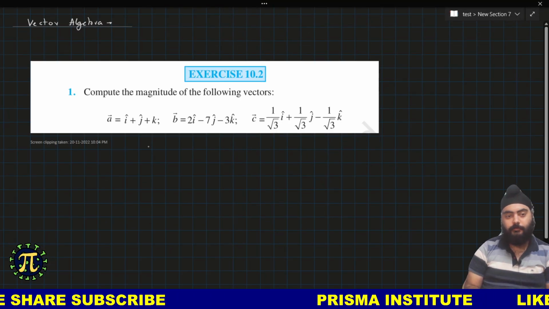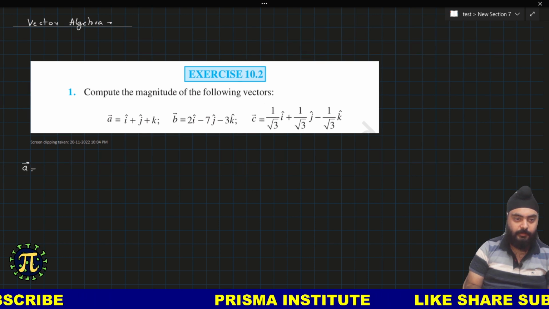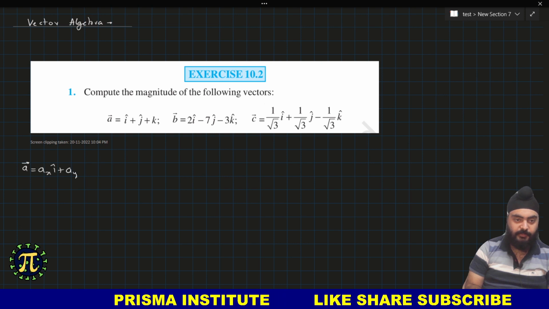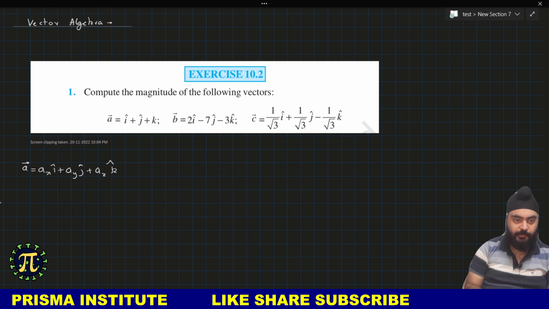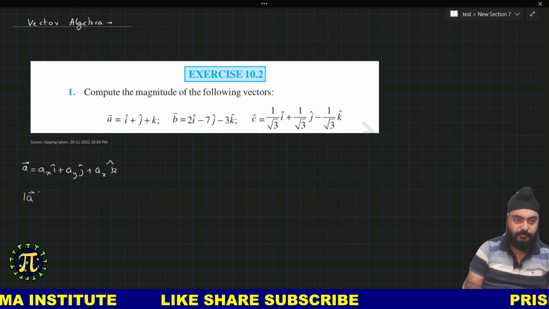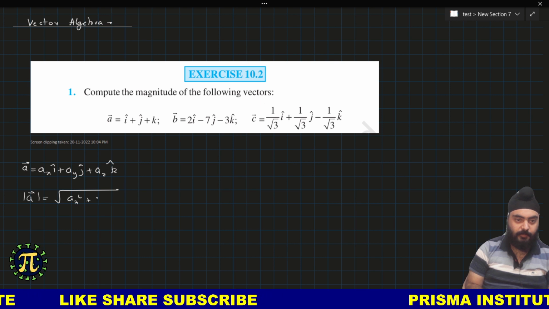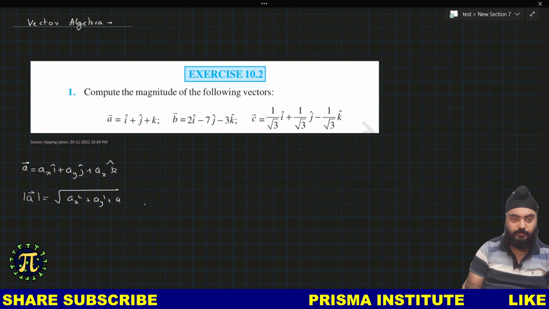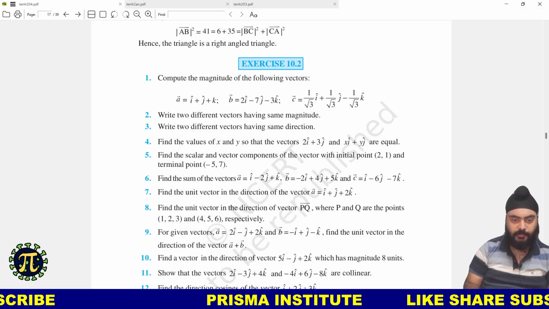Compute the magnitude of the following vectors. We already know if we have a vector A, which is ax i cap plus ay j cap plus az k cap, the magnitude of the vector A is nothing but square root of ax square plus ay square plus az square. So based on this, all these three questions should not be very difficult, correct?